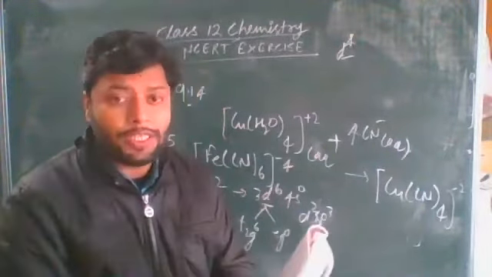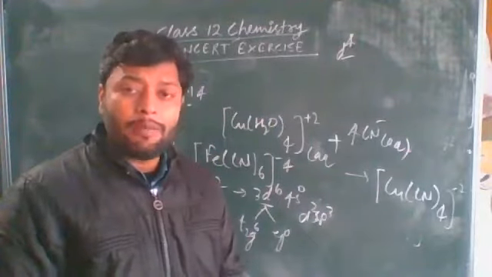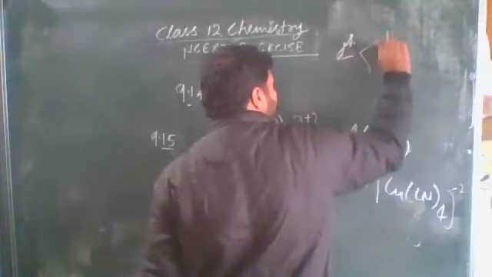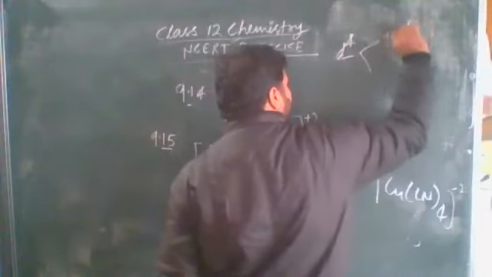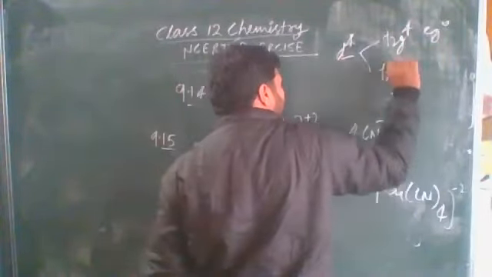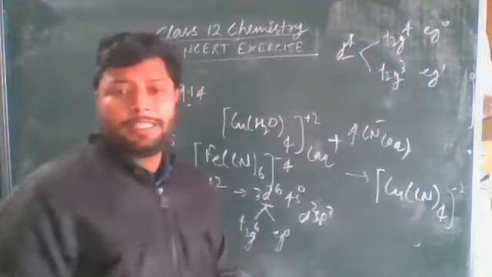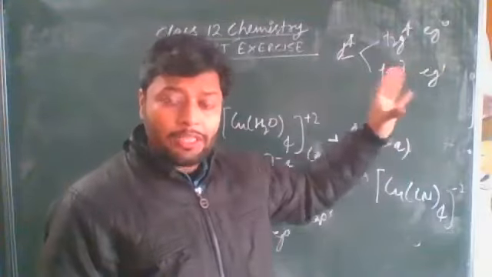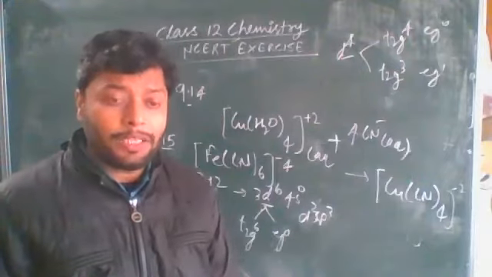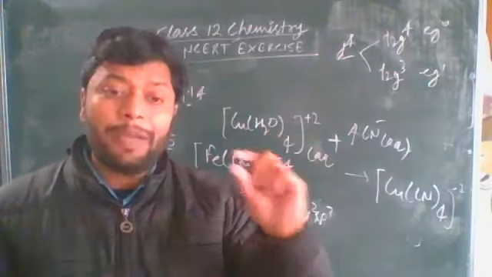For this question, the d4 electronic configuration can be written as two different possibilities. The one possibility is t2g4 eg0. The second possibility is t2g3 eg1. This will depend upon the delta value, the crystal field splitting value, and the pairing energy.